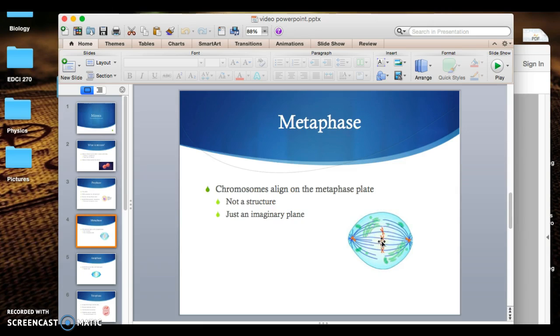So as you can see here, these are the chromosomes. Spindle fibers are attached to the kinetochore proteins on the centromeres, and they are pushed to the center, and they align on the metaphase plate.